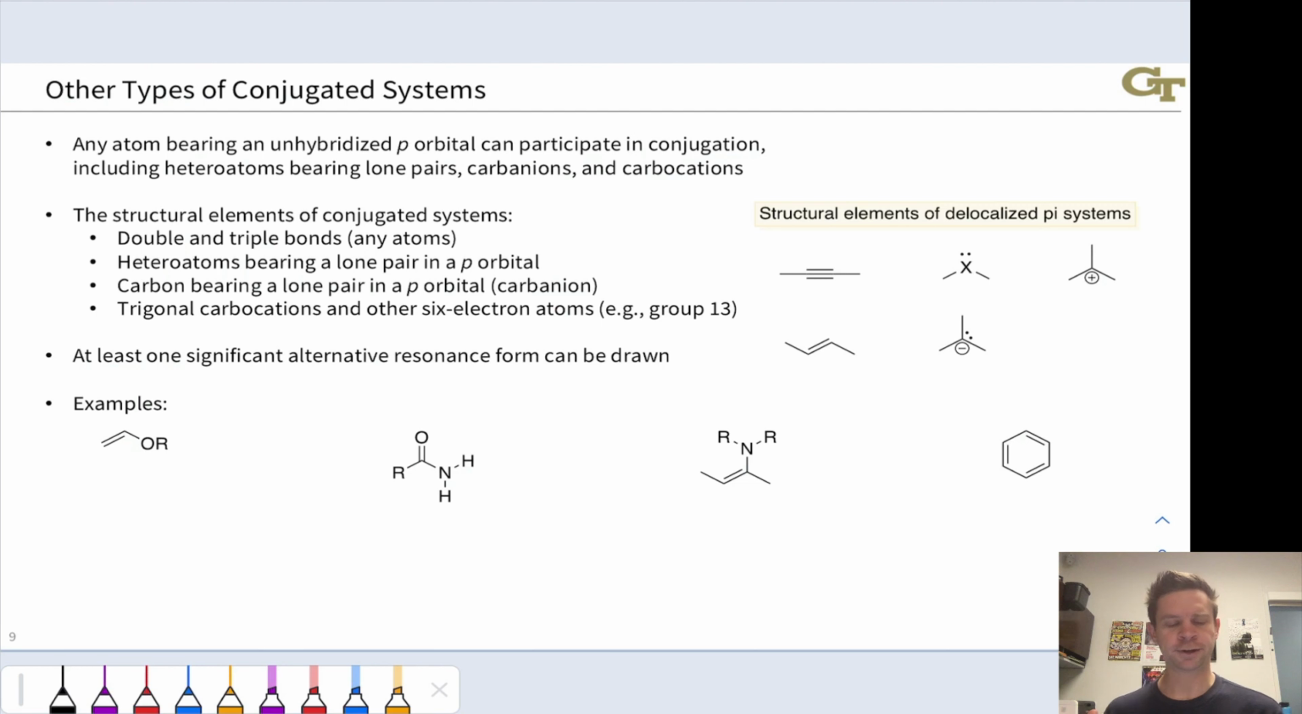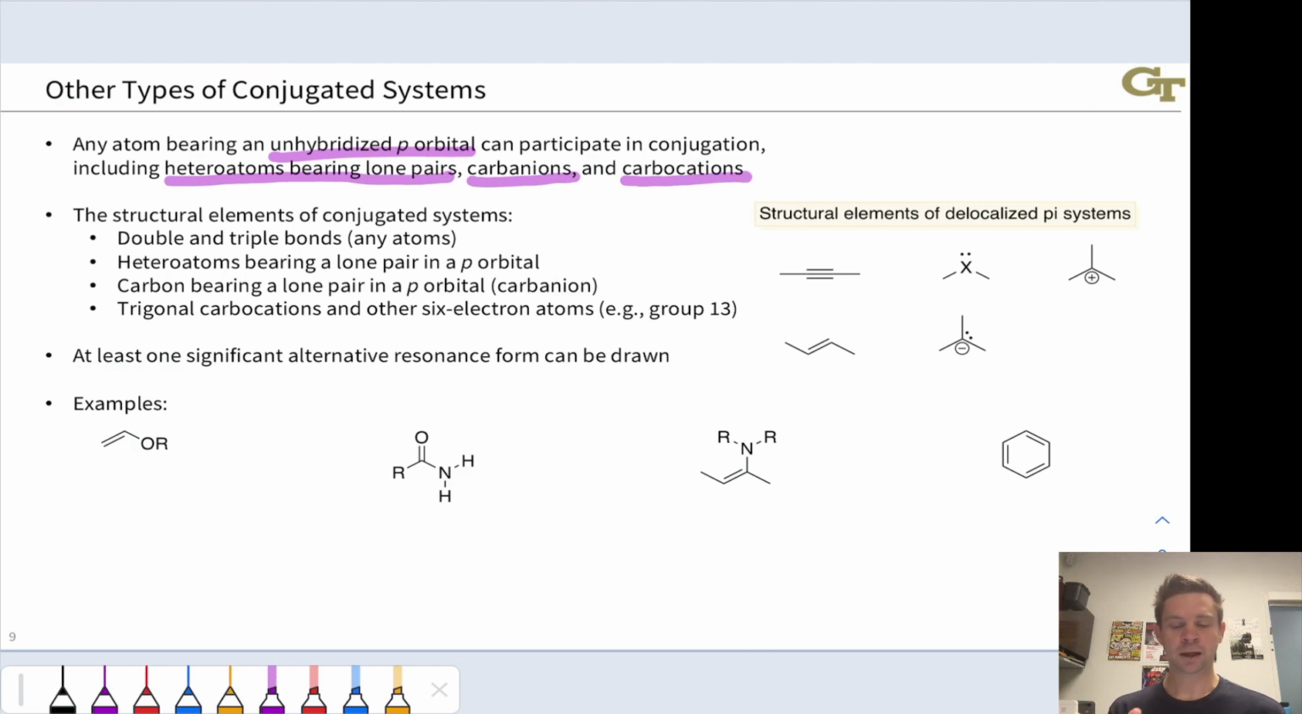A good place to start here is recognizing that any atom that bears an unhybridized p orbital, any atom that is sp2 or sp hybridized, can participate in conjugation. This includes heteroatoms that bear lone pairs. If those lone pairs can occupy p orbitals and be delocalized into adjacent p orbitals, they will do so. Carbanions, which, like those heteroatoms, have lone pairs on the anionic carbon, and even trigonal carbocations, which have sp2 hybridization and an empty p orbital, can still overlap with adjacent p orbitals. So all of these structural elements can participate in conjugation.